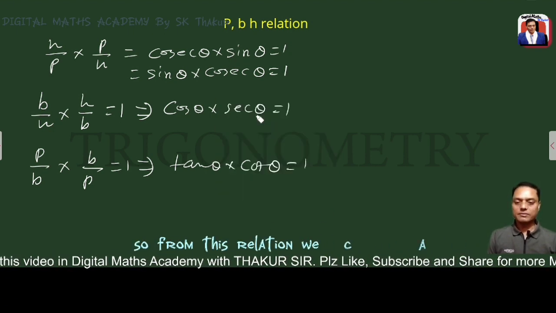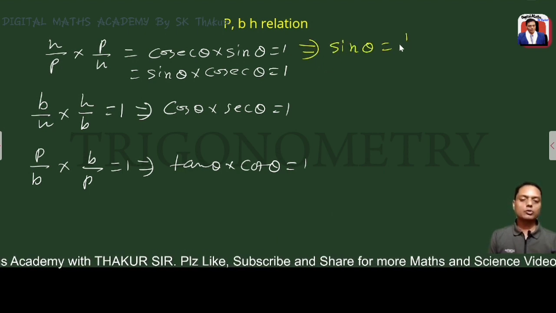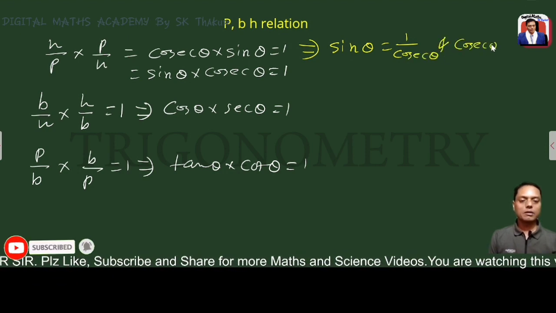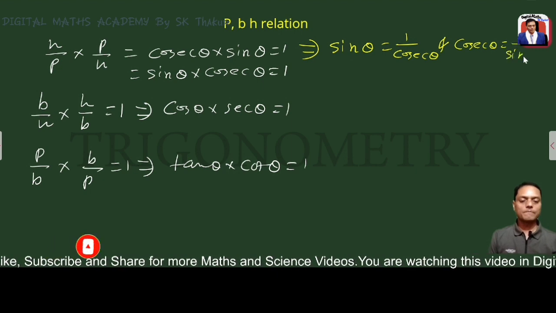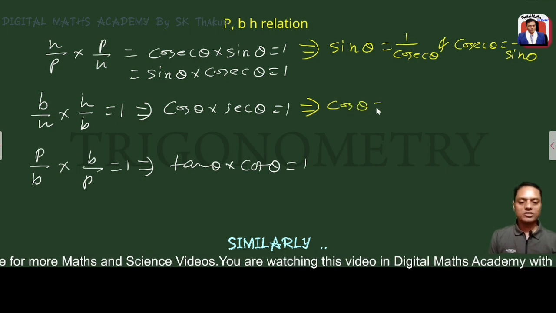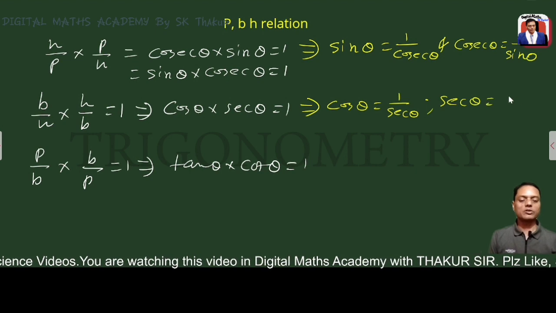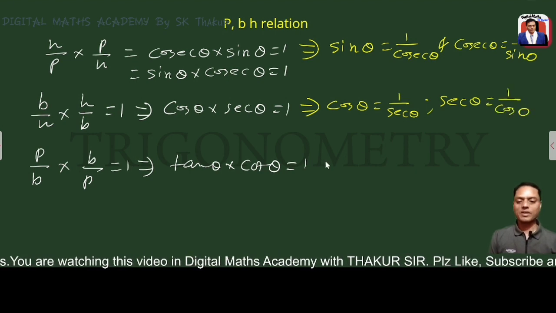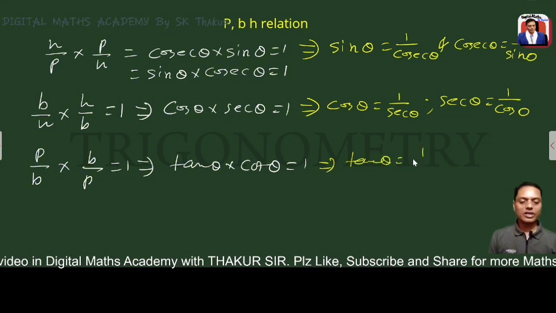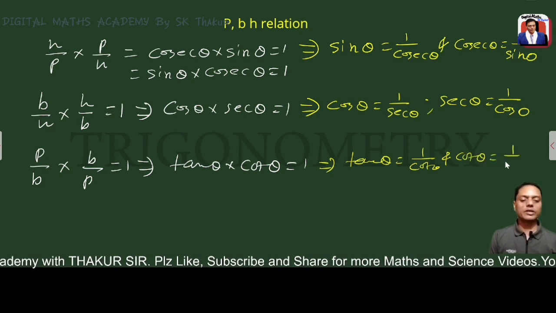So from this relation we can write sin theta equals 1 by cosec theta, and cosec theta equals 1 by sin theta. Similarly, from this relation we can write cos theta equals 1 by sec theta, and sec theta equals 1 by cos theta. Likewise, tan theta equals 1 by cot theta, and cot theta equals 1 by tan theta.